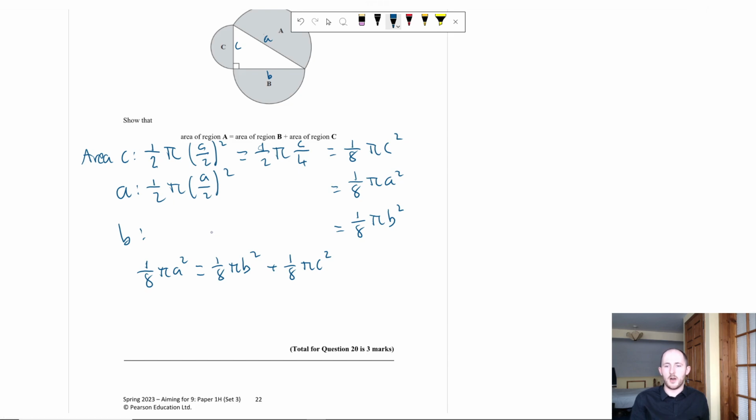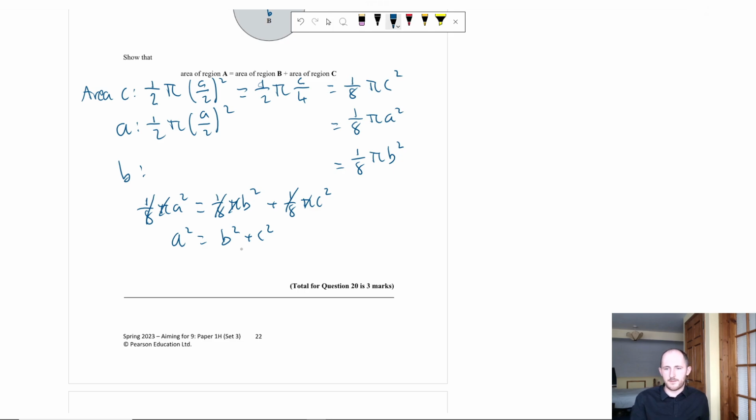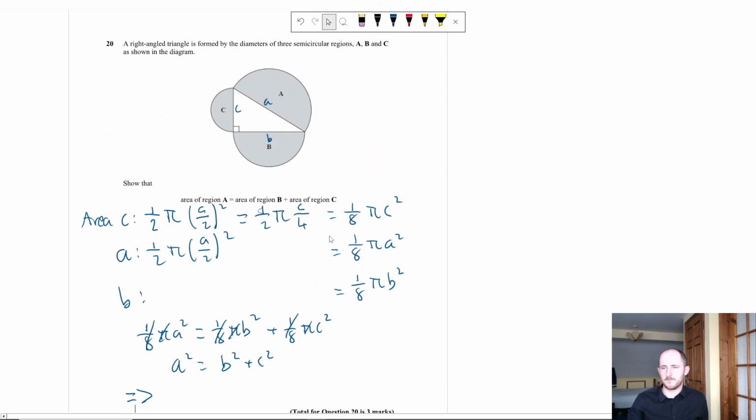No. Okay, now if you notice, I can actually cancel out the 1/8 from every single term. I can also cancel out the pi from every single term. That just gives me A squared equals B squared plus C squared. This is actually a proof for the Pythagorean theorem, which is fancy. So therefore, the area of A is just equal to the area of B plus the area of C. Yeah, just a proof of Pythagoras.